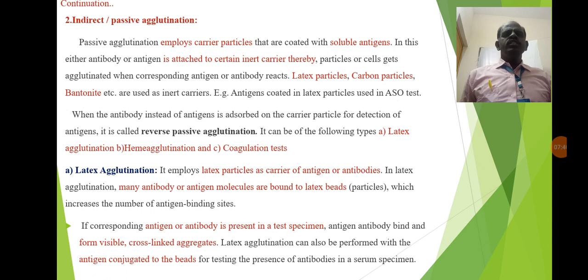In latex agglutination, many antibody and antigen molecules are bound to the latex beads, which increases the number of antigen binding sites. If the corresponding antigen or antibody is present in a test serum, antigen-antibody bind and form visible cross-linked aggregates. Latex agglutination can also be performed with the antigen conjugated to the beads for testing the presence of antibodies in a serum specimen.